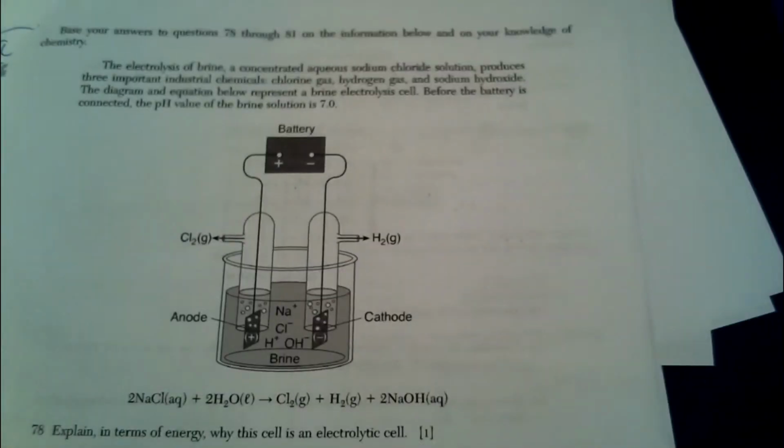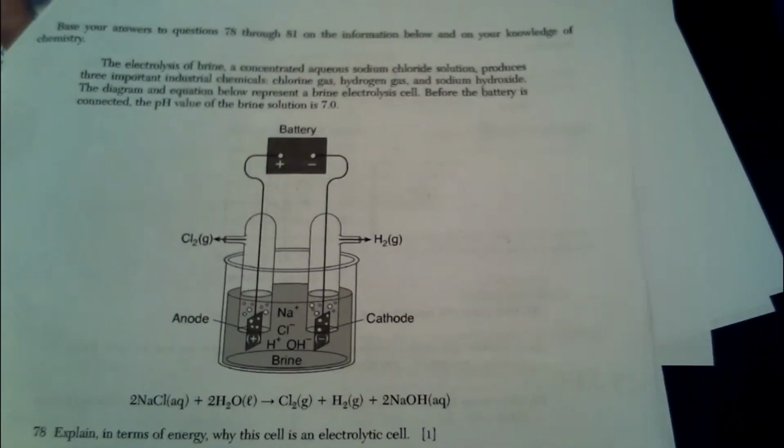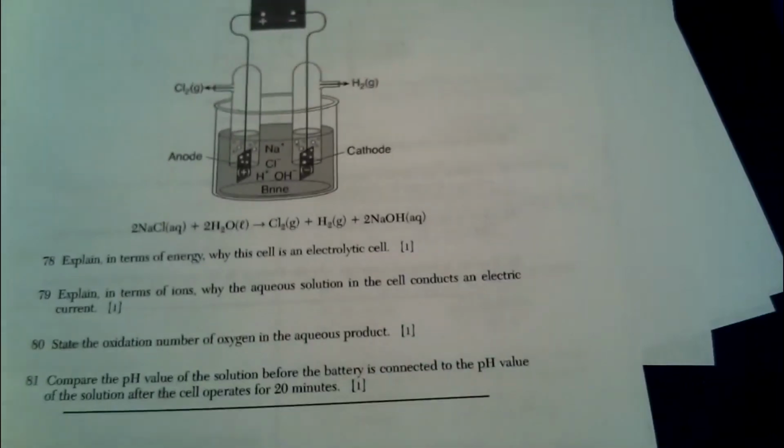Okay, it says the electrolysis of brine, concentrated aqueous sodium chloride solution, produces 3 important industrial chemicals: chlorine gas, hydrogen gas, and sodium hydroxide. The diagram and equation below show a brine electrolysis cell. Before the battery is connected, the pH of the brine solution is 7.0. It gives you the diagram, it gives you the equation, and then question 78 asks, explain in terms of energy why this cell is electrolytic.